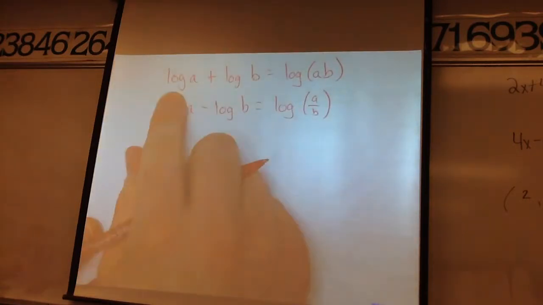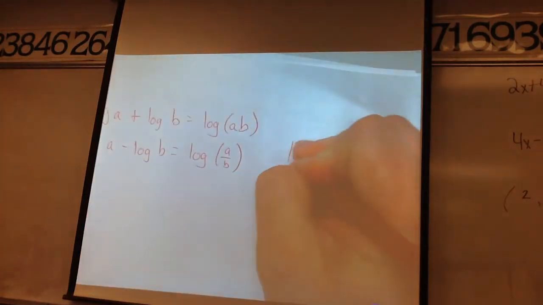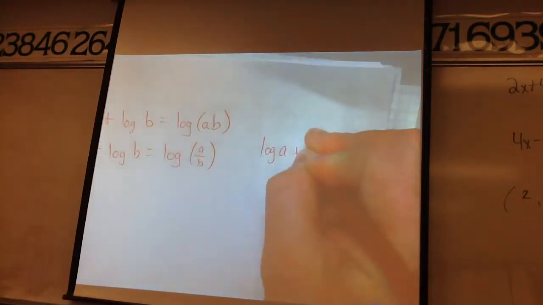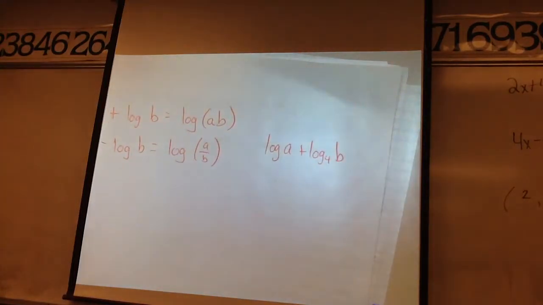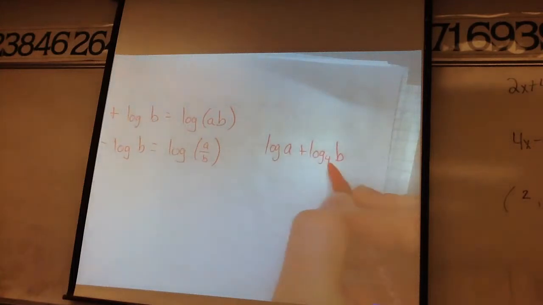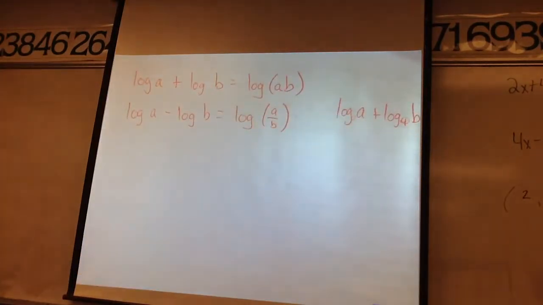Wait, is that B? I didn't put bases on these. The bases have to be the same. Like if you had log of A plus log base 4 of B, you can't do anything with that. The base numbers have to be the same. If there's nothing there, what is the number that's there? Base 10. It's 10.